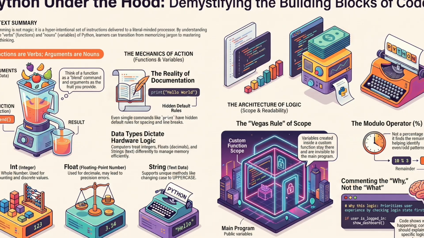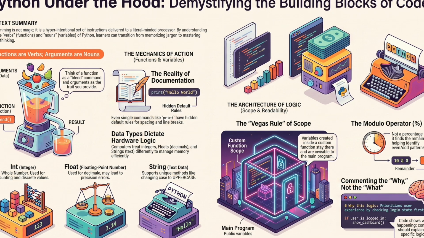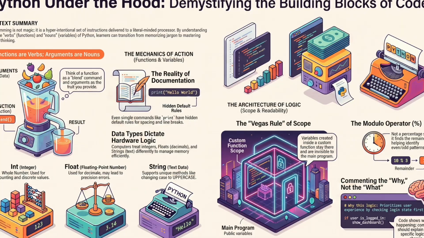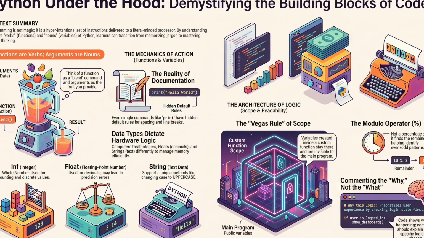Here's where it gets really interesting, because now that we know how to make the computer do things with functions, we need a way to remember the things we are working with. Right, we need to store information, the nouns. So we use variables, and usually variables get compared to labeled moving boxes. Yeah, that is the classic beginner analogy. You put data in the box, you write a name on the outside.